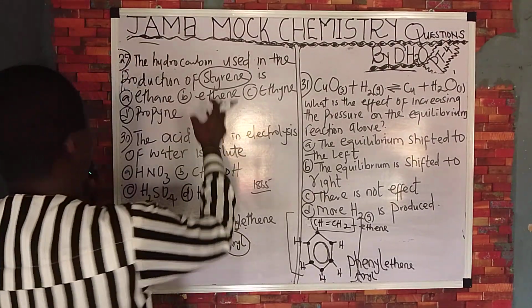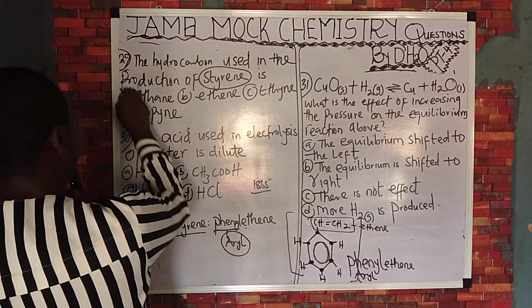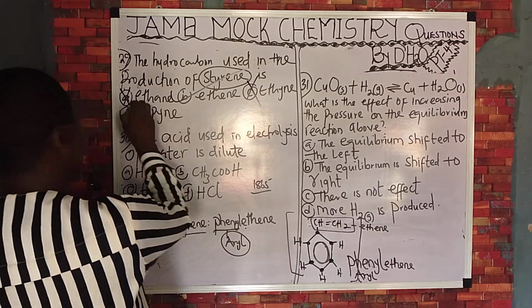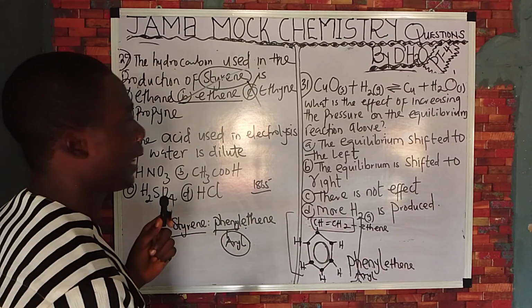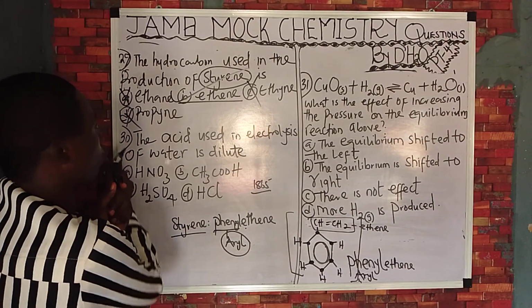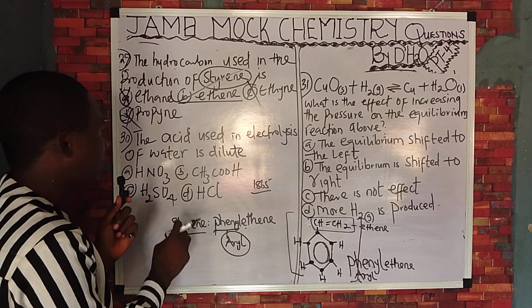Okay, so let's look at the options and see our answer. The hydrocarbon used in the production of styrene is ethene. It is not ethane, it's not propane. It's ethene plus benzene that gives us styrene or phenylethene. Thank you very much. Now the next question, number 30, says the acid used in the electrolysis of water.